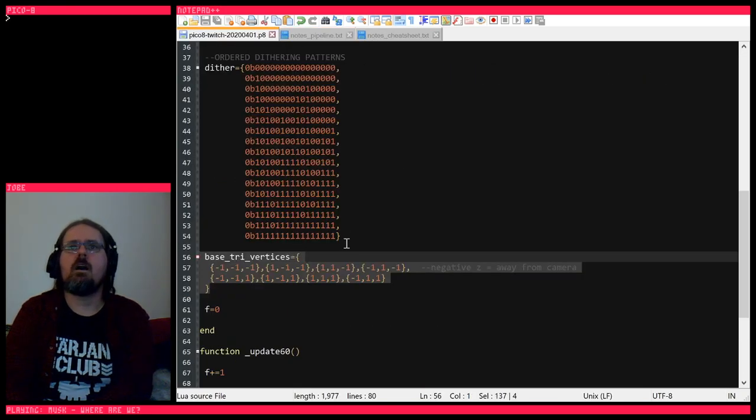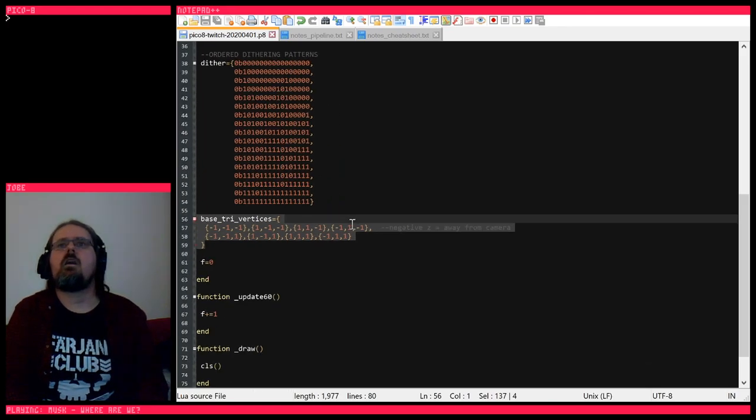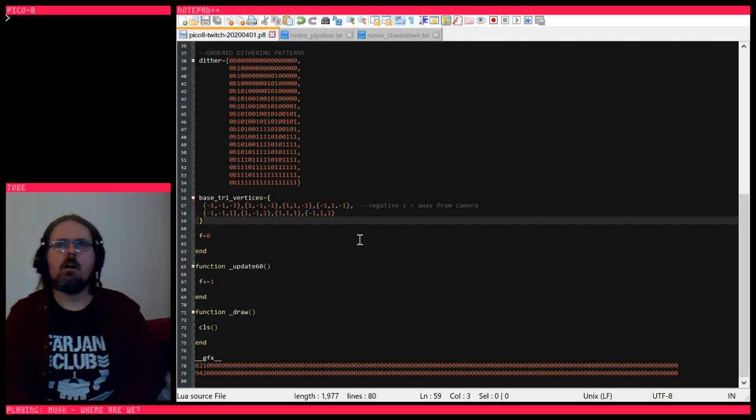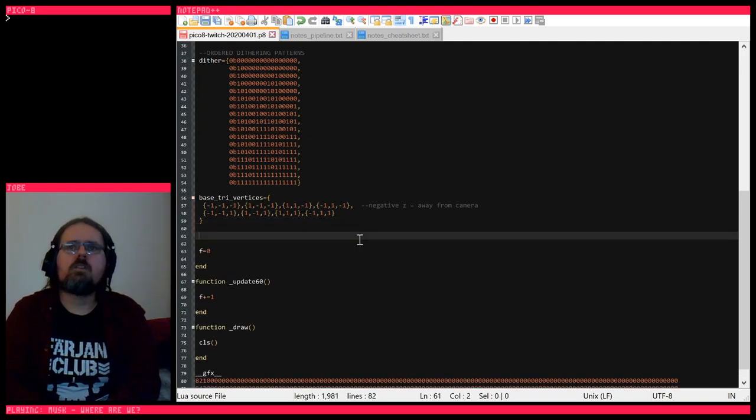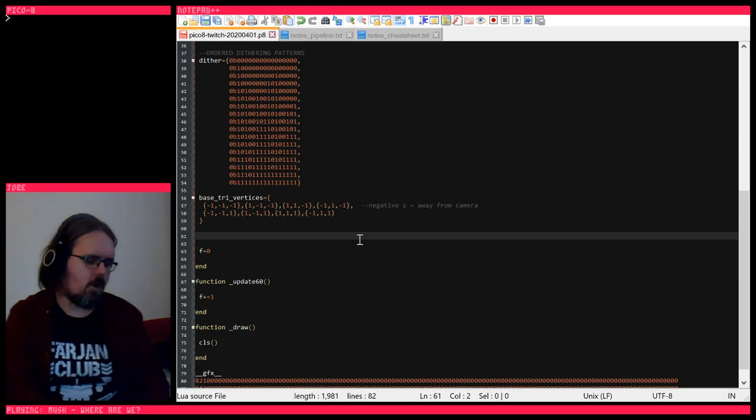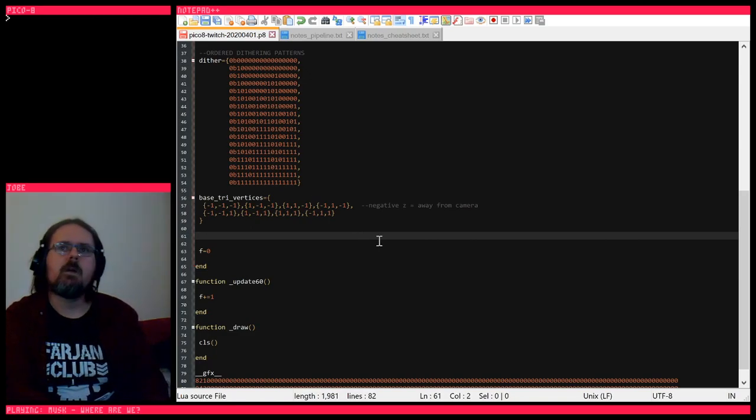But let's start with defining the cube. As you can see, here are the base vertices. Last time we defined our object with lines. This time we are going to define it from triangles, and it's going to be important that we define the triangles in clockwise order. You'll know why later on.